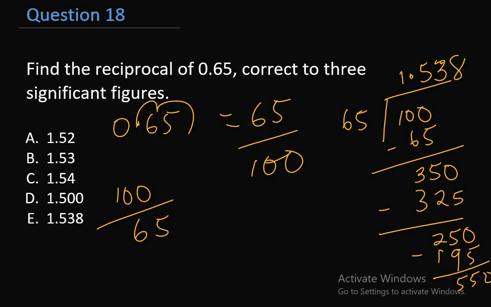Okay, but since the question says find the reciprocal correct to 3 significant figures, I can stop here. This is 1, 2, 3 significant figures. Since the next digit is 8, round it up, add 1 to this 3. My final answer will be 1.54, which is option C.